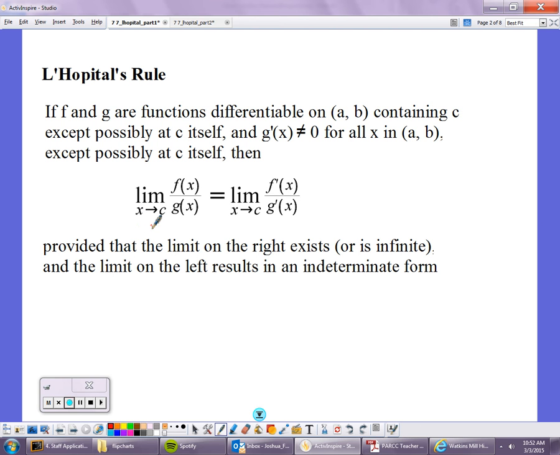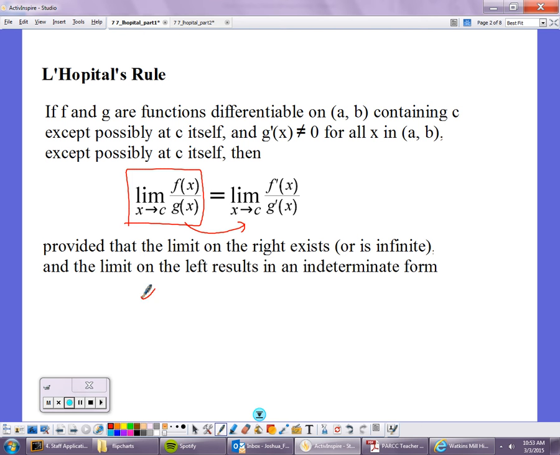The limit as x goes to c of f of x over g of x is equal to the limit as x goes to c of f prime of x over g prime of x, provided that the limit on the right exists or is infinite, and the limit on the left results in an indeterminate form. So if I've been given this, and this results in an indeterminate form, then I can say that's equal to this one over here, the limit as x goes to c of f prime of x over g prime of x.